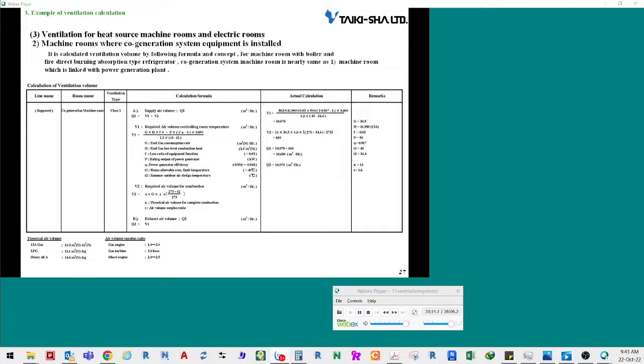The supply air quantity is higher than the total of the ventilation air quality maintained at the allowable temperature for machine rooms, and the air quantity required for combustion. The exhaust air quantity is determined by subtracting the air quantity needed for combustion from the supply air quantity.